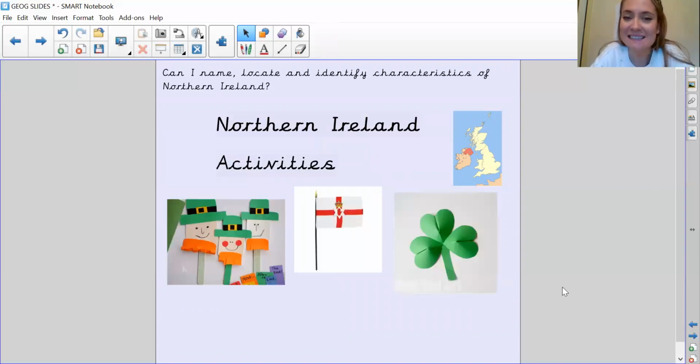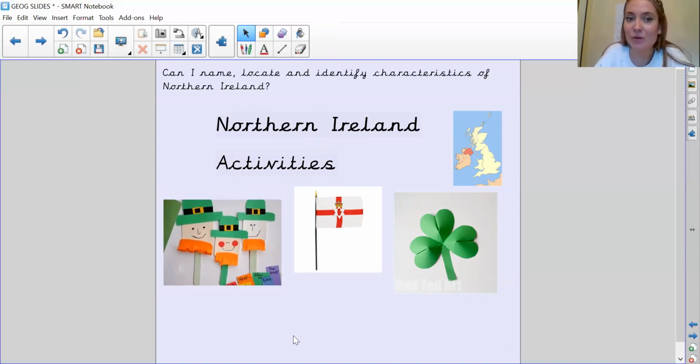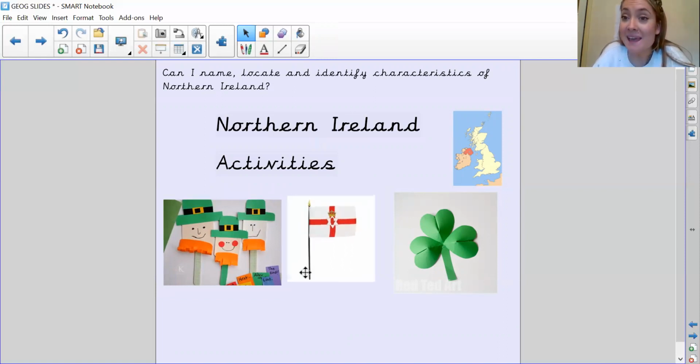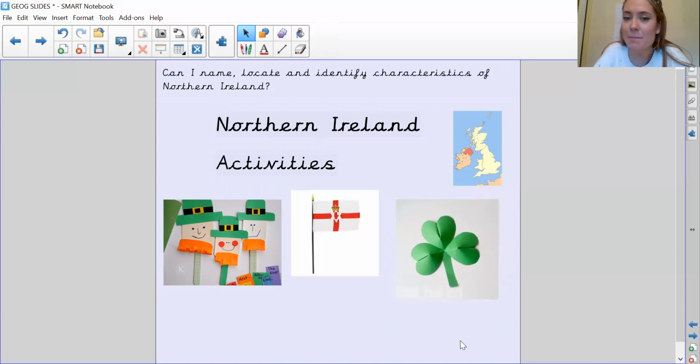So our activities today. What I would like you to do is go away now and see if you can do one of these activities. You could make a little leprechaun. You could make your own flag for Northern Ireland, and you could also make your own shamrock. But you don't have to do it exactly like these pictures. If you want to be a little bit creative and you've got some other resources around the house, then you can do that. You don't have to use exactly the same resources as I do. Do you think you can do that?